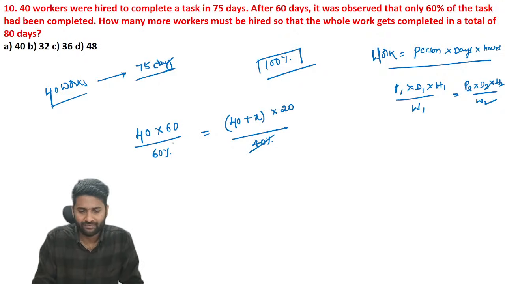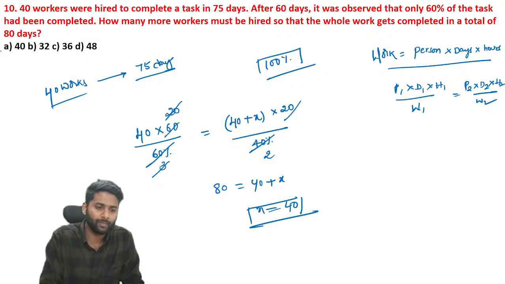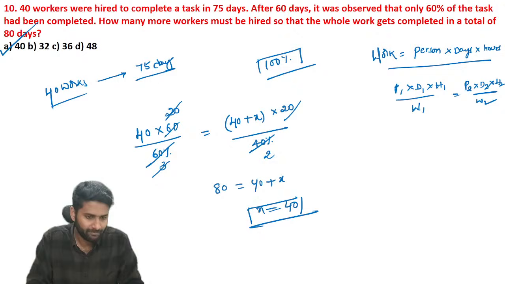Let's compare this information here. It's a 2 times and a 3 times, exactly 20 times. Again 20, 20 cancel. So 80 is equal to 40 plus x. Then x is equal to 40. Now we need to hire 40 more people, then the overall work is completed in 80 days.